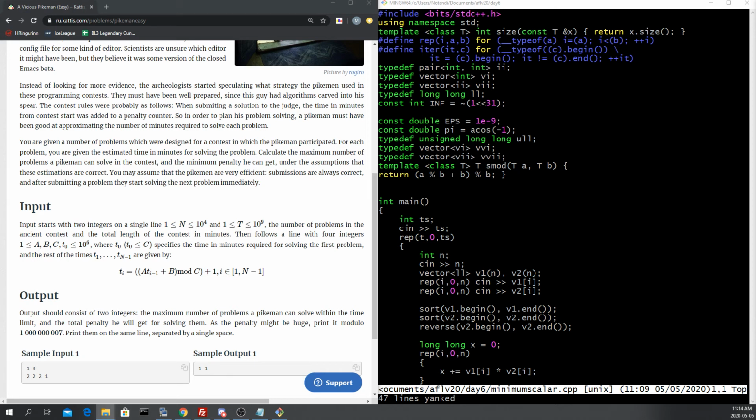So let's see what kind of a greedy approach can we do here. We want to maximize the number of problems a pikeman can solve within the time limit. And then we have to output the total penalty he will get. And the penalty can be quite large. So we should print it modulo 10 to the power of 9 plus 7.